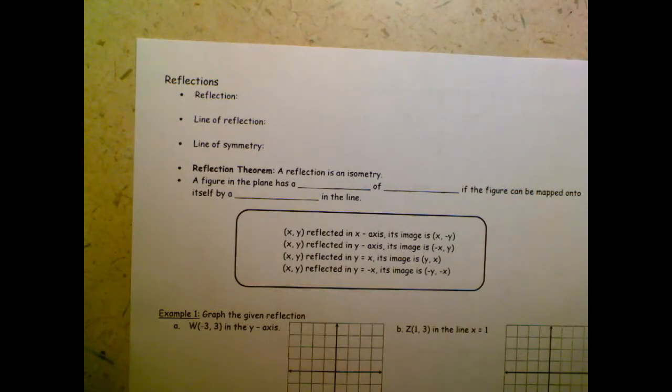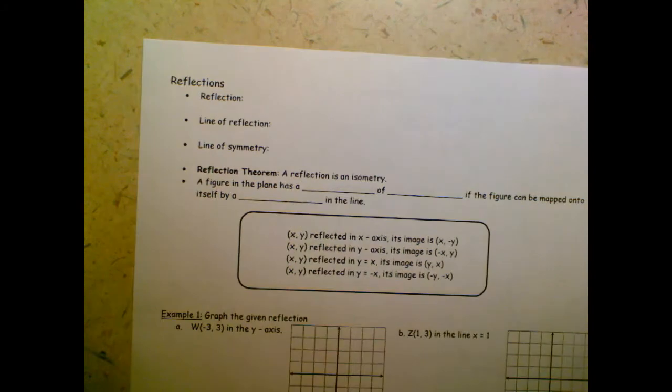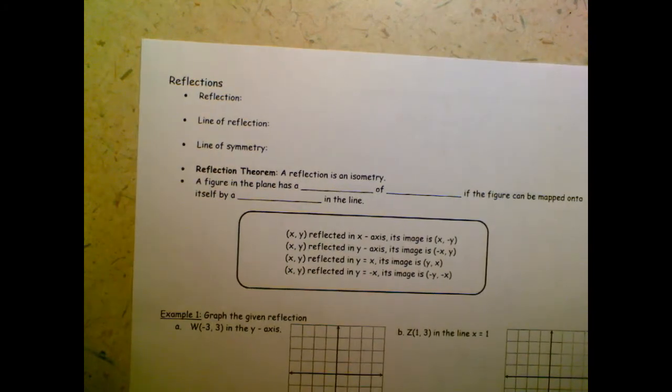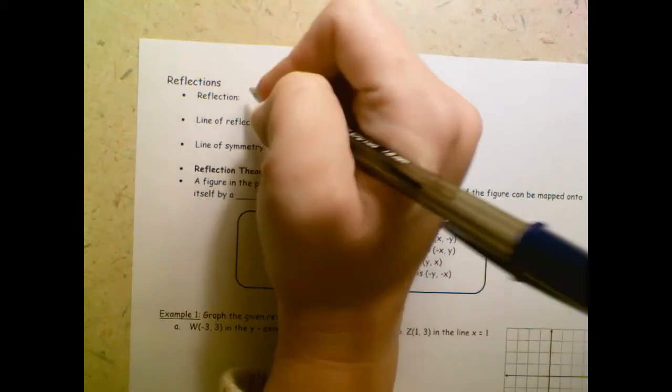Today's lesson is covering reflections. A reflection is a type of transformation that uses a line that acts like a mirror with an image, so it's reflected in a line. So I know that that's a lot.